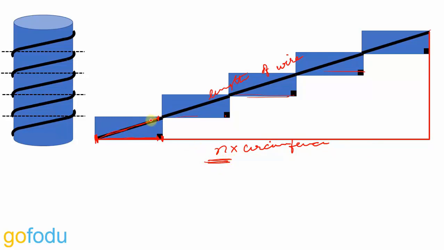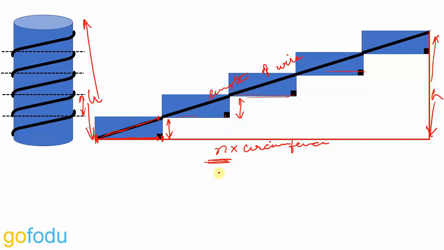There will be as many rectangular sheets as the number of turns in the wire. There will be as many small cylinders as the number of turns in the wire. So this base is the number of turns in the wire into the circumference of the cylinder. And the height of this right triangle will be the height of one small cylindrical section. All these heights when added will give me this overall height, which will be the height of the cylinder.